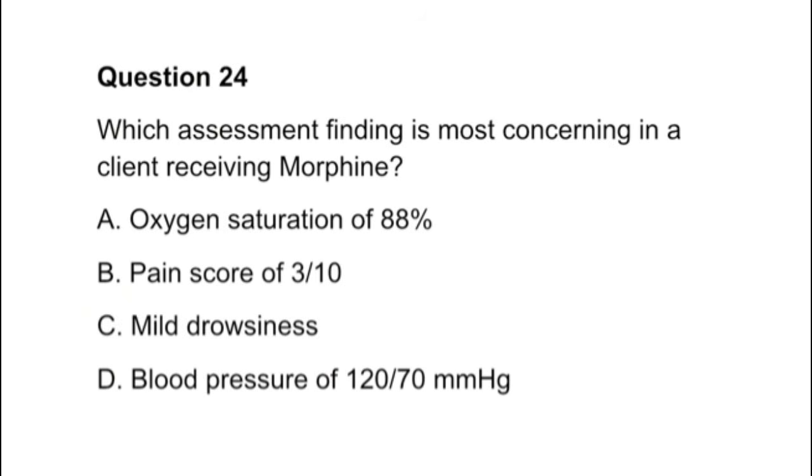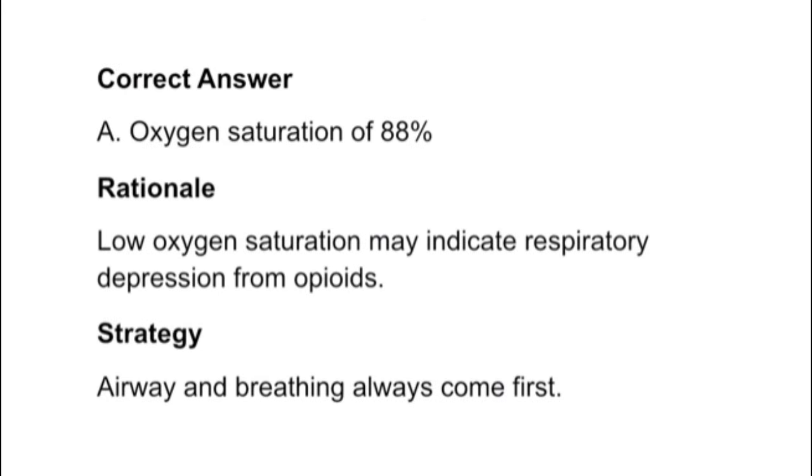Question 24. Which assessment finding is most concerning in a client receiving morphine? A. Oxygen saturation of 88%. B. Pain score of 3 out of 10. C. Mild drowsiness. D. Blood pressure of 120/70 mmHg. Correct answer. A. Oxygen saturation of 88%. Rationale. Low oxygen saturation may indicate respiratory depression from opioids. Strategy. Airway and breathing always come first.